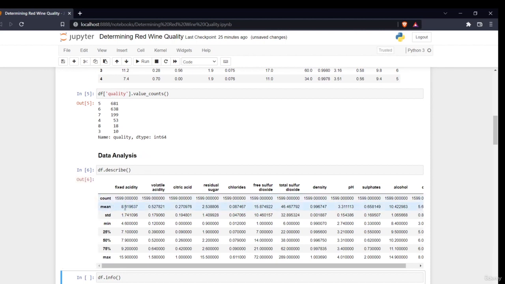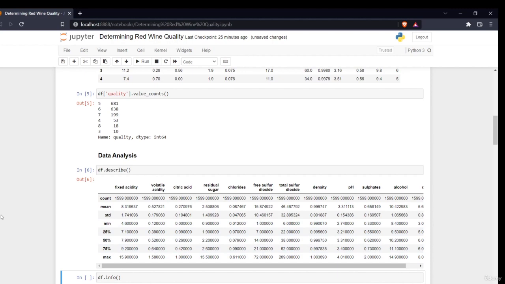Then the mean of alcohol present is approximately 10, whatever the unit is. The average pH is 3.3, and the maximum pH is 4, and the maximum amount of alcohol present is 14.9, approximately 15. We have the mean, we have the standard deviation.